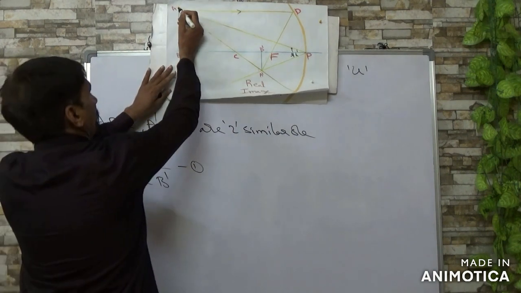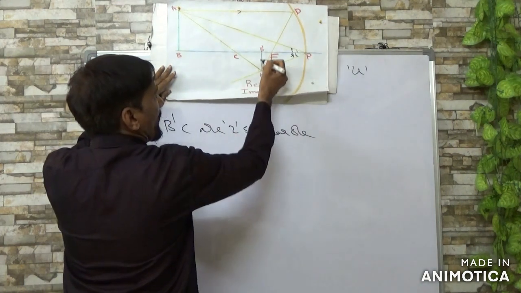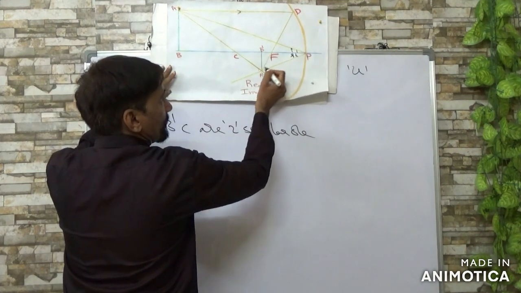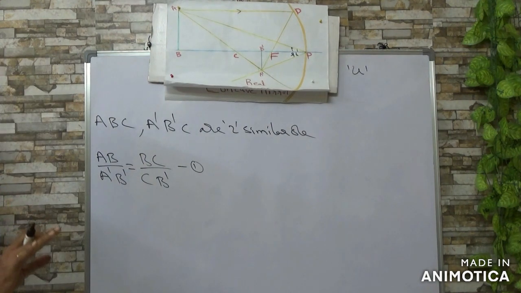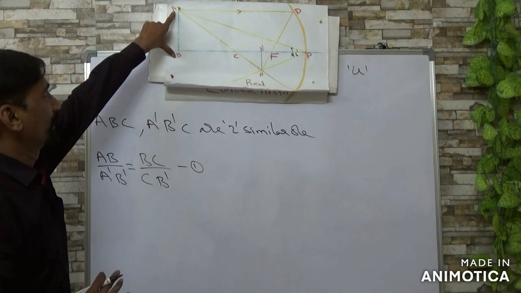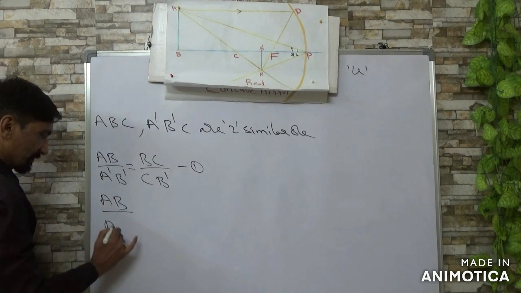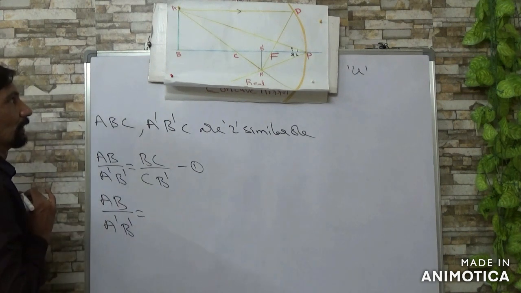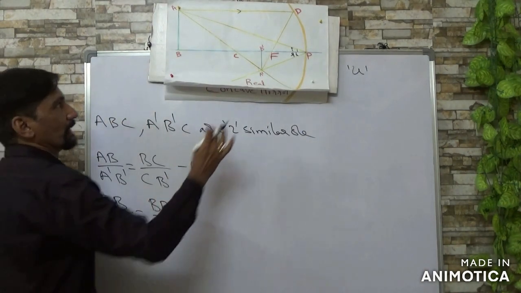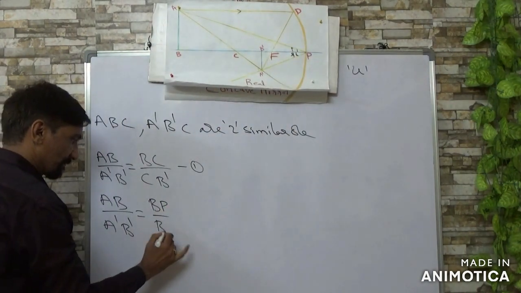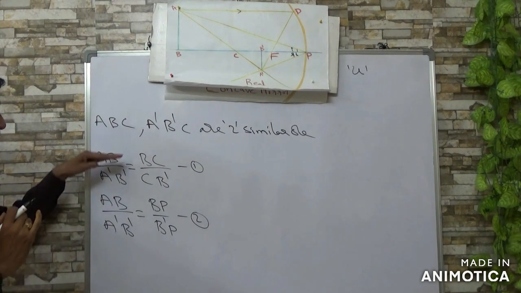Now if you notice, there are two more similar triangles: ABP and A dash B dash P. Whenever triangles are similar, sides are equal in proportion. So AB by A dash B dash is equal to BP by B dash P. Say equation 2. What do you notice from these two equations?